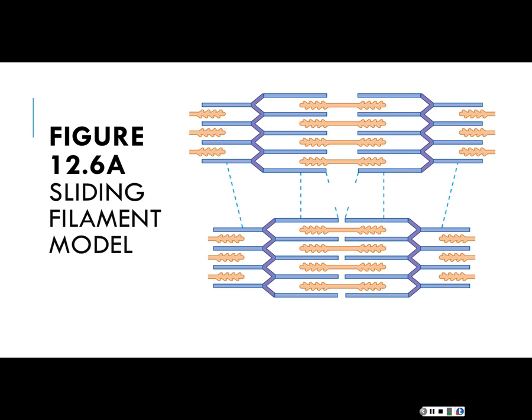So again, the sliding filament model just tells us how these thin and thick filaments slide past one another. So the Z lines become closer to one another, and within the A band, the H zone becomes less apparent, and the I band also becoming less apparent. Any questions on the sliding filament model? Okay.